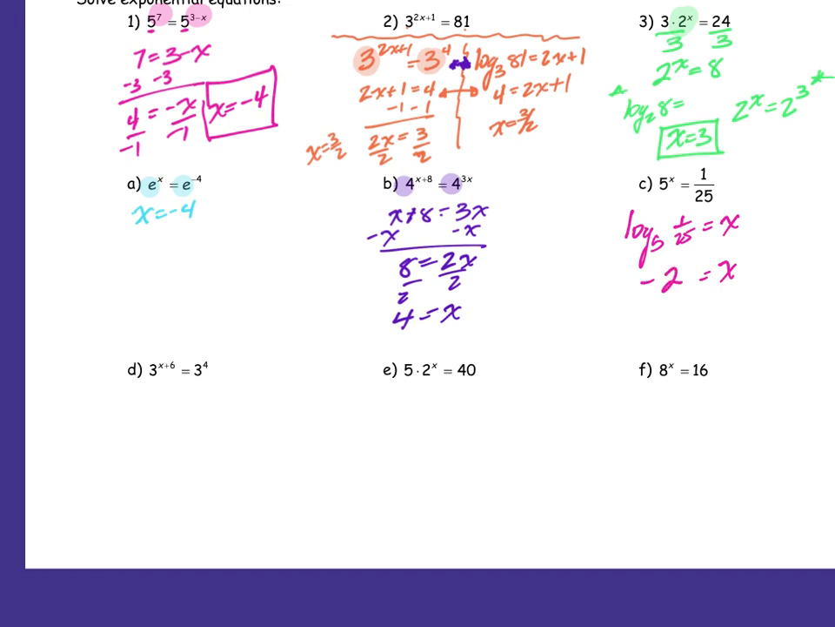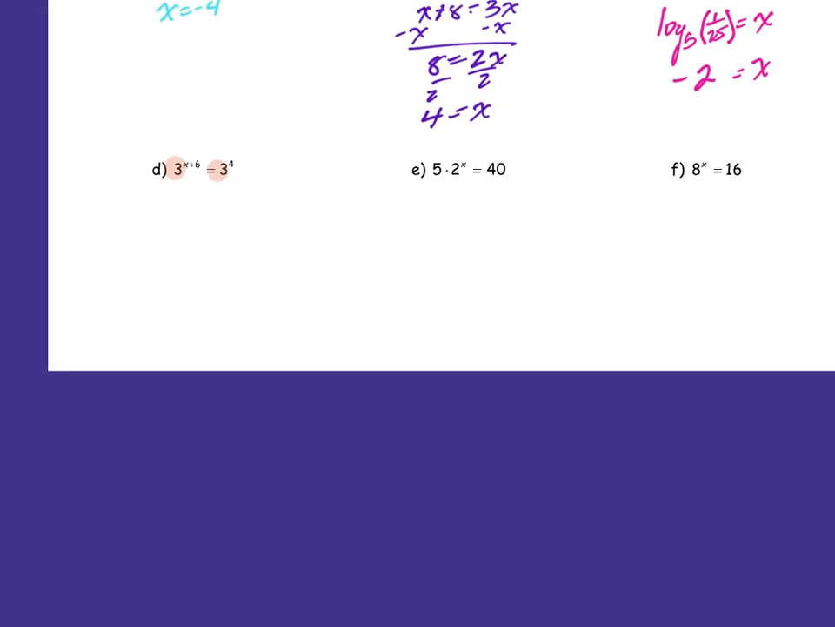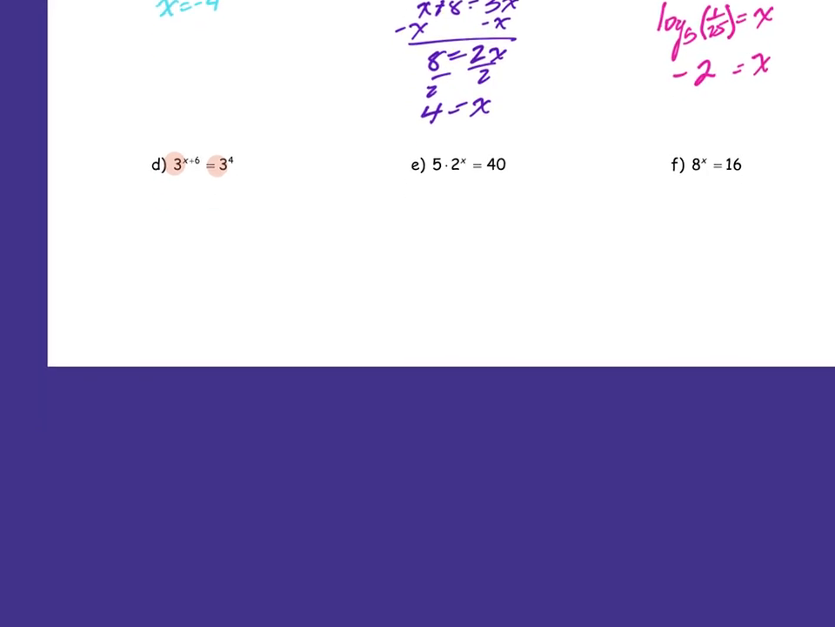And I think if you put that into your calculator, make sure when you are putting it in your calculator, even Desmos, you're putting the parenthesis around 1 divided by 25. And you should get -2. Okay. And then we've got letter D. And again, my bases are the same. So I'm going to slide this up now. So I've got x plus 6 equals 4. Subtract 6. So x equals -2.